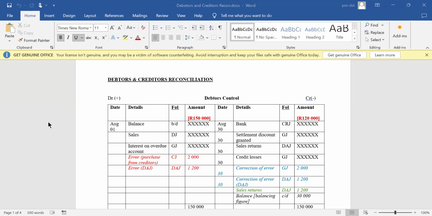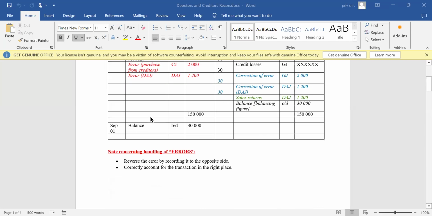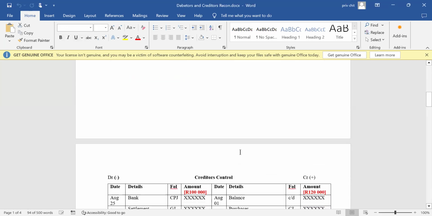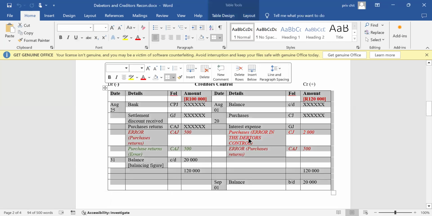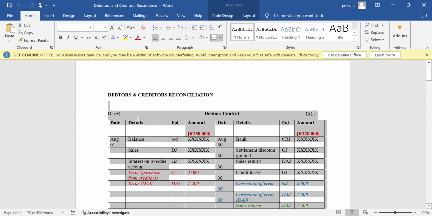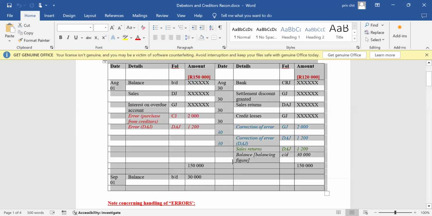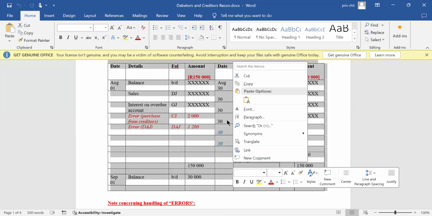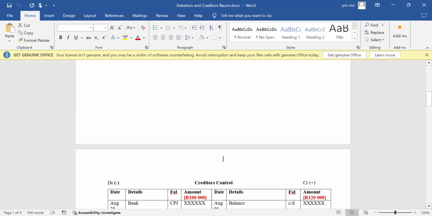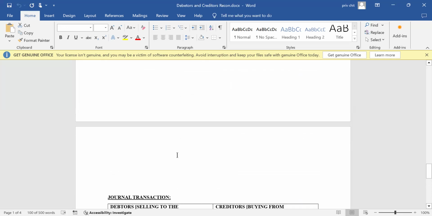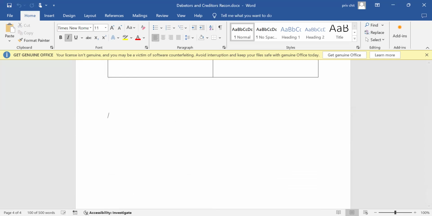So we are looking at question 2.7, and they want you to draw up the debtors control, which is something more or less like what you have here. And they also want you to draw up a creditors control, which is something more or less what you have over here. So for the purpose of having a format in place, I'm just going to take this table, copy it, and paste it at the bottom so that we can use this as part of our formats in answering question 2.7.